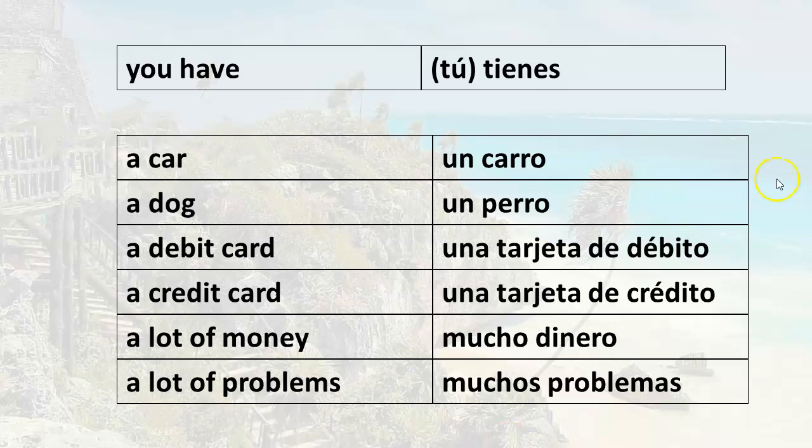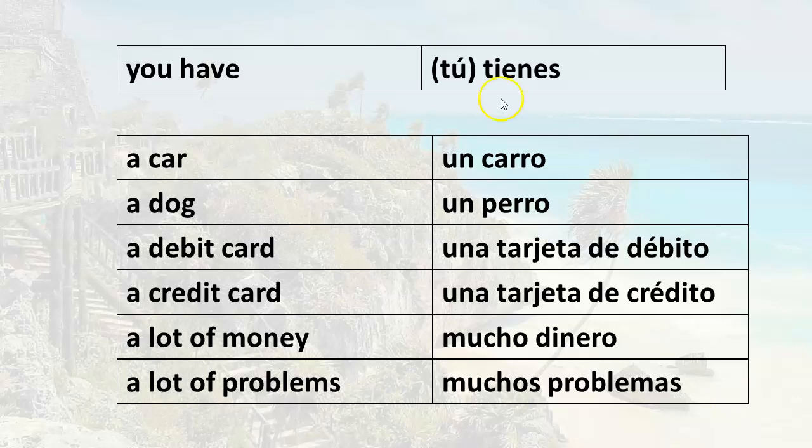So if you want to say, you have a car, tienes un carro. You have a dog, tienes un perro. You have a debit card, tienes una tarjeta de débito. You have a credit card, tienes una tarjeta de crédito. You have a lot of money, tienes mucho dinero. You have a lot of problems, tienes muchos problemas.